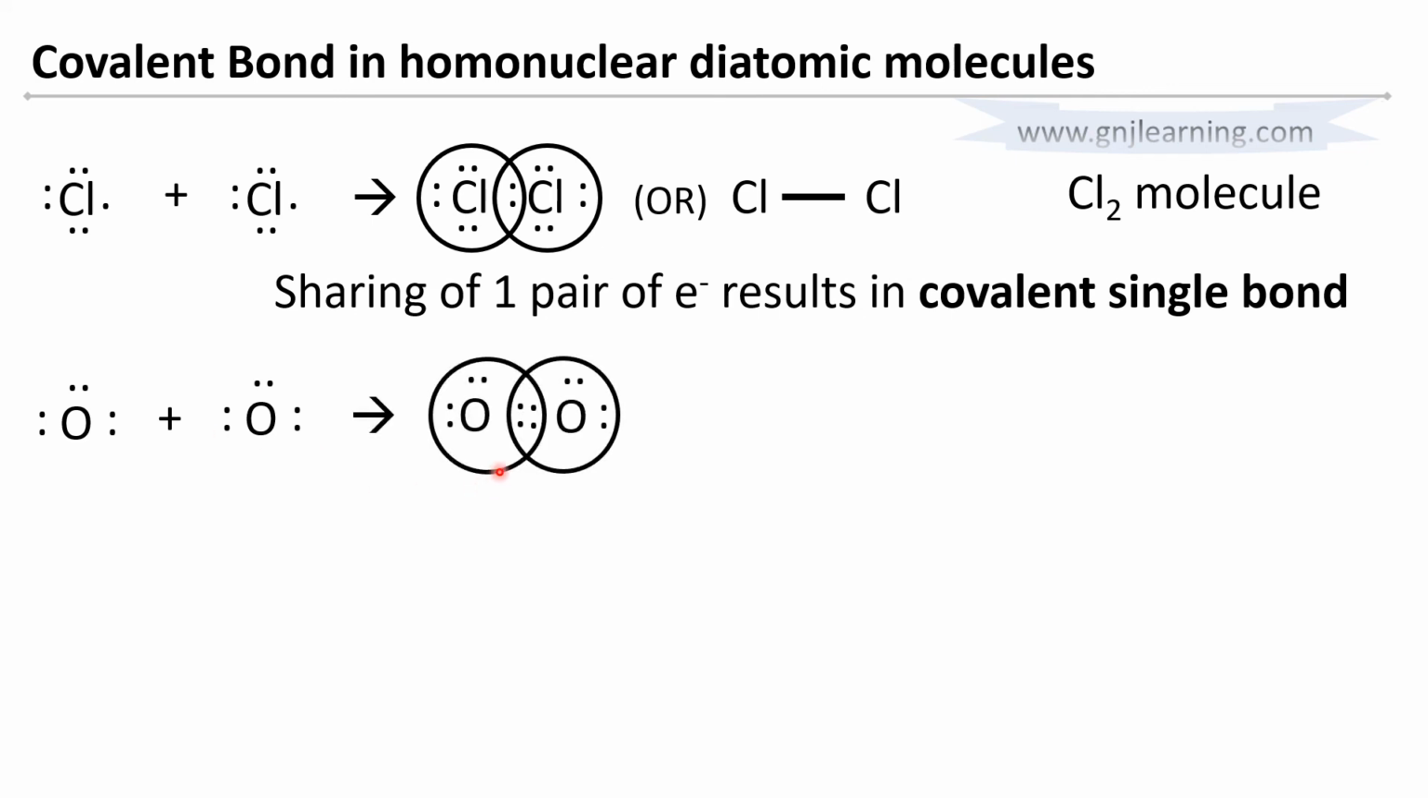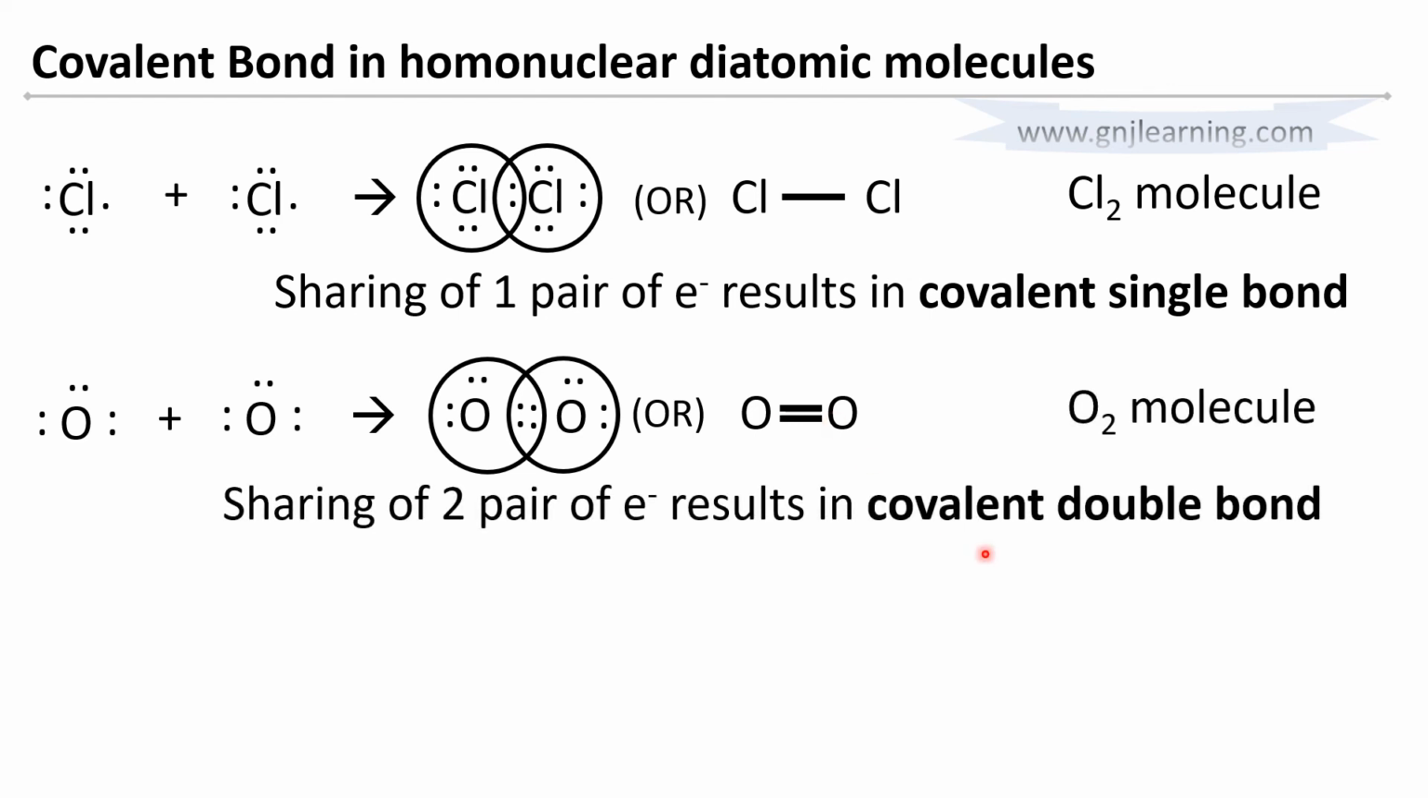So they shared a total of 4 electrons. In chlorine it was only 2 electrons. In oxygen there are 4 electrons, or 2 pairs of electrons. Each pair is represented by a straight line. So here we have one pair, represented by a single straight line between the nuclei. Similarly, in the case of oxygen, there are 2 pairs, so we represent it as 2 bonds, or we call it, in the case of the oxygen molecule, a covalent double bond. So there are 2 covalent bonds between the oxygen nuclei. This is called a covalent double bond.